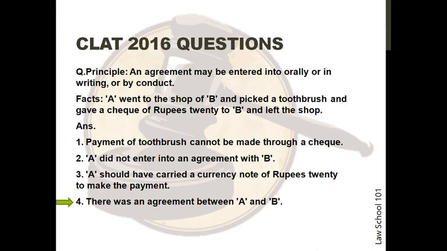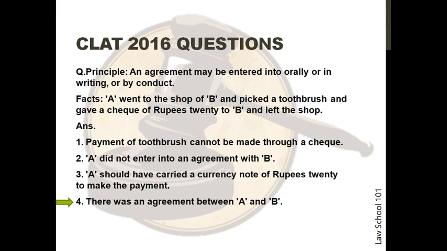Number 3, A should have carried a currency note of rupees 20 to make the payment. And number 4, there was an agreement between A and B. The correct option is number 4. The principle states that an agreement can occur by way of conduct. A picking up an item for sale and paying the requisite amount is his offer, which has been accepted by B impliedly because he does not object and lets A leave, keeping the cheque.